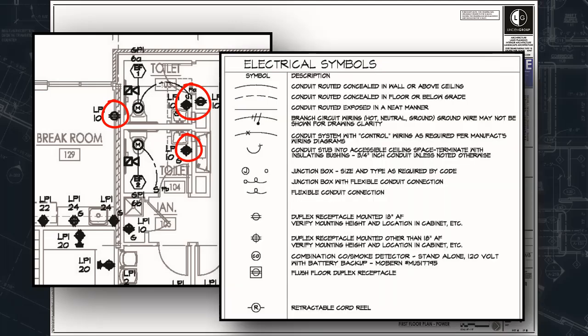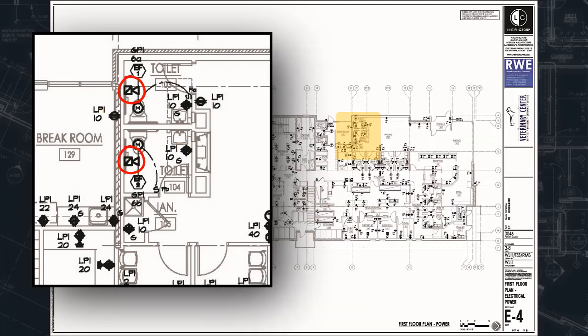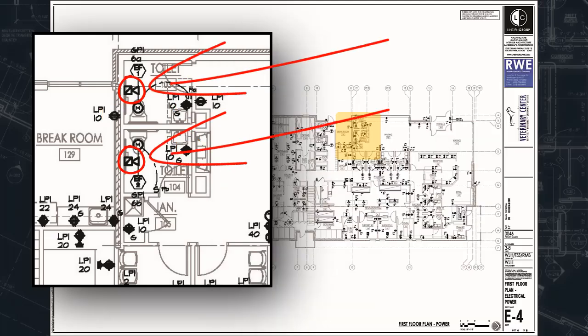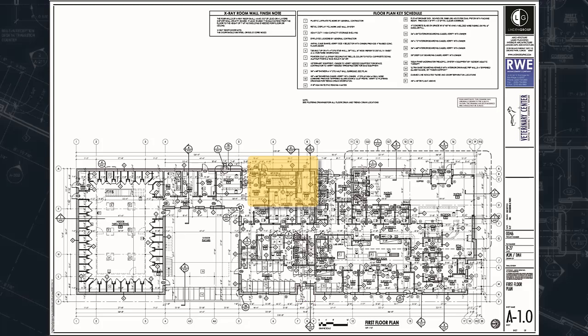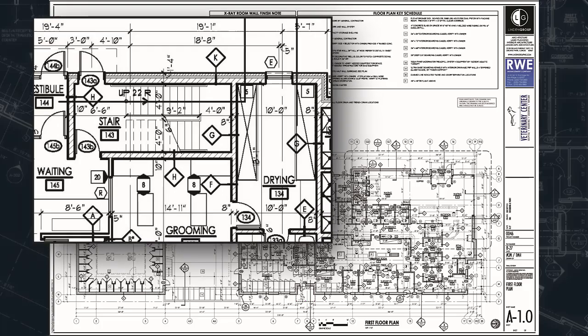Well, you can look them up in the legend, and what you're going to find is that these are electrical outlets. What about these symbols that are in the same room? Kind of odd looking. Probably can't just guess off the top of your head. You're going to have to go to the legend. And you go to the legend and you're going to find that these are audio and visual signals for an alarm system. And the last one we'll cover right now is for stairs.